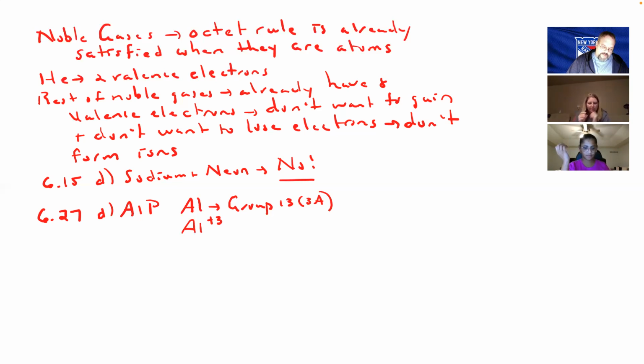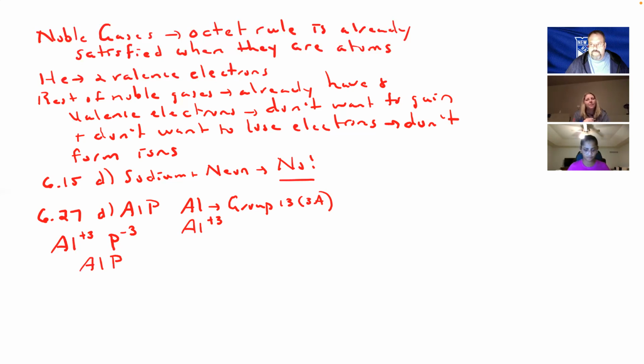Now, the way this works out is that if you have aluminum with a +3 charge, phosphorus always has a -3 charge. So the way I say it is, how many of each do you need to get the overall charge to add to 0? And the answer is you just need one of each. Because if you have one of each of these ions, then the overall charge adds to 0. And that leads to the chemical formula of AlP.